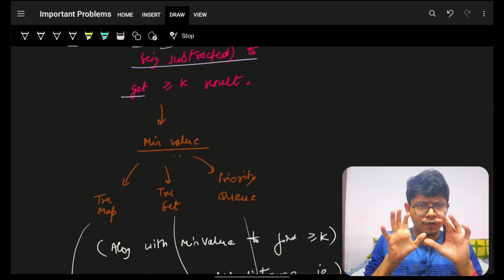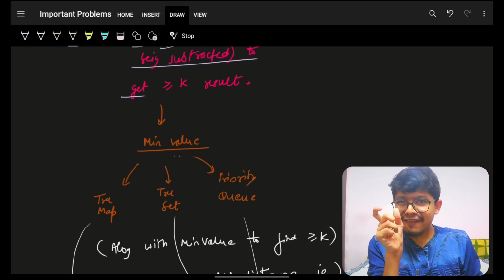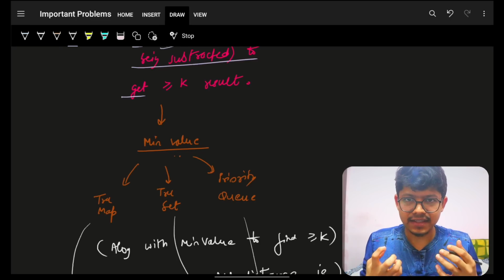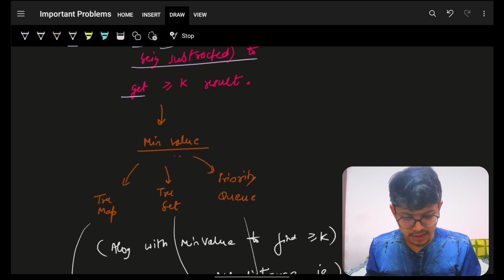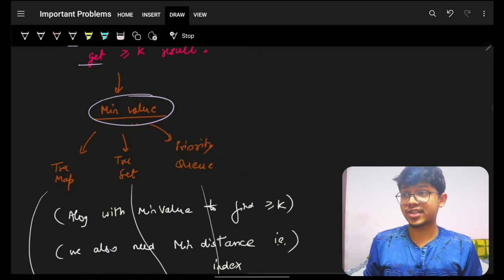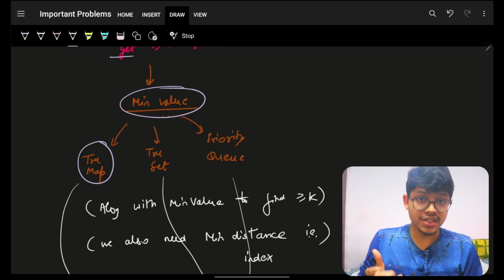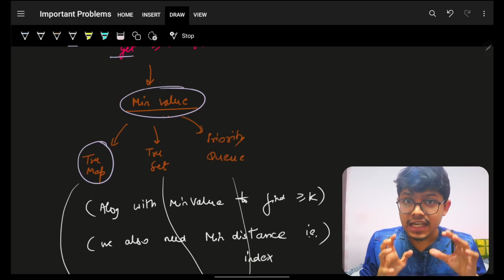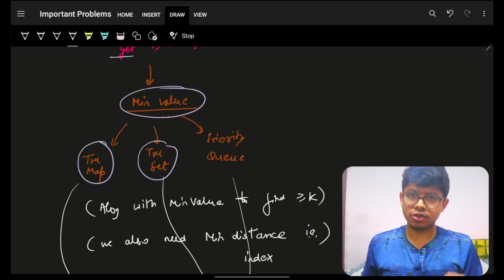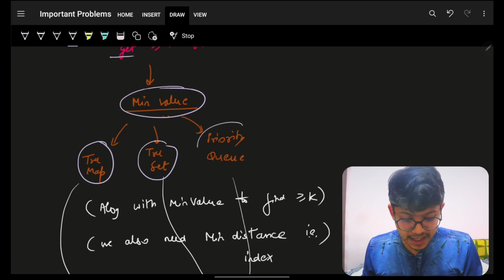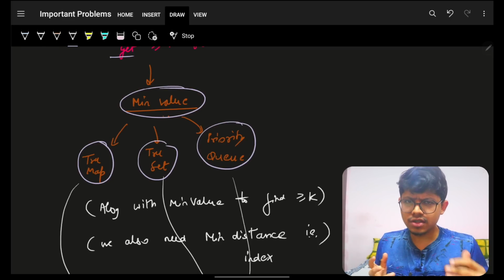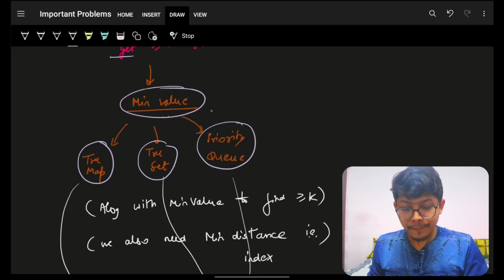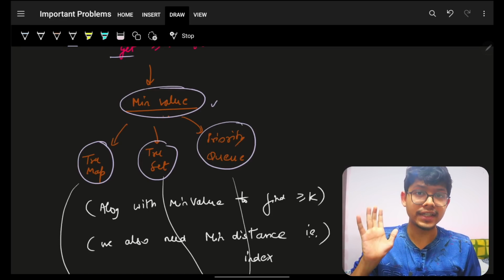Now, to get the minimum or least value in some portion, what can you use as a data structure? Obviously, you can use a tree map, which is also called a simple map in C++. You can use a tree set, which is also called a set in C++, and you can use a priority queue, or you can say a MinHeap, to get the minimum element in O of log n time.